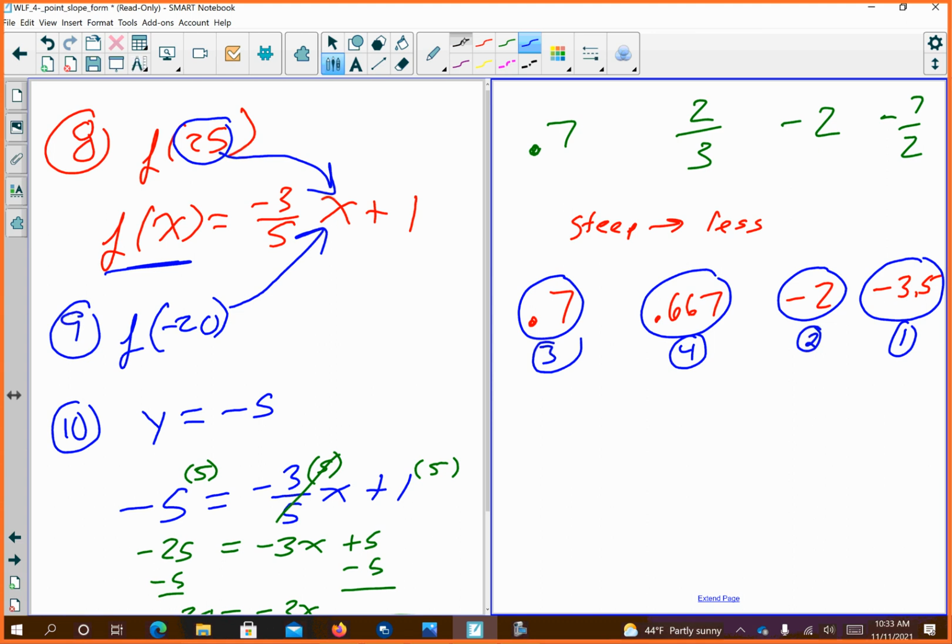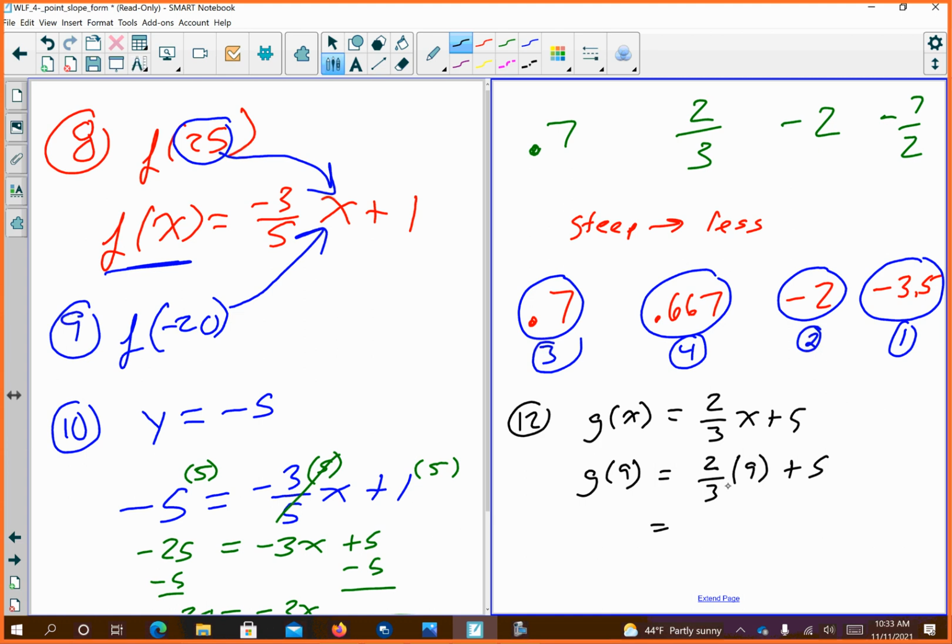And then they want us to calculate g at 9. So if we're finding g at 9, I'm going to look at the g at x equation. And we're going to find g at 9. So that's going to give me 18 over 3, which is plus 5. So that's 6 plus 5. So this gives me an answer of 11. So this, again, is going to yield me the point 9, comma 11 if they wanted us to plot it.